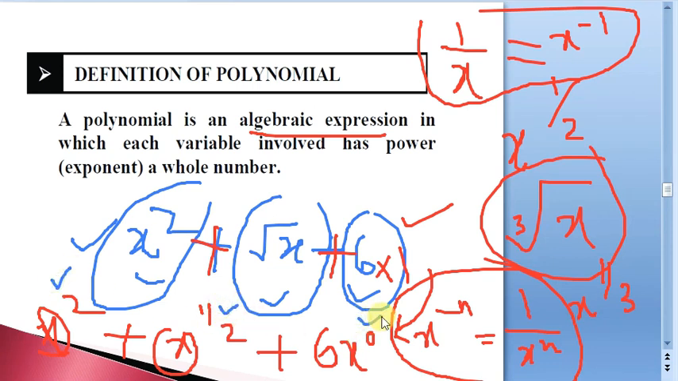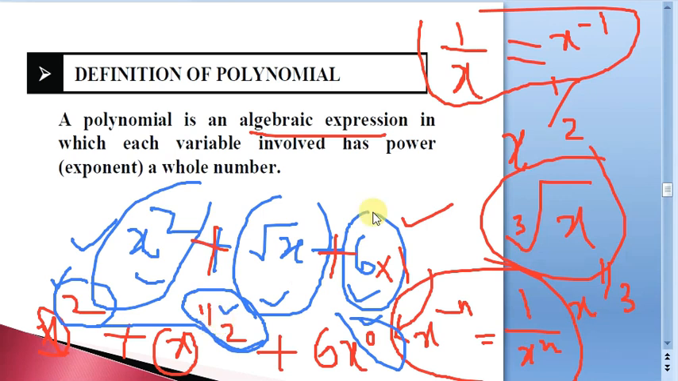Now just answer one question yourself. Are all these powers whole numbers? See, 2 is a whole number, this 0 is also a whole number, but this 1 by 2, is it a whole number? No. So each variable should have a whole number as the power. Even if it is violated in one case, it is not going to be a polynomial. So this is for sure not a polynomial.